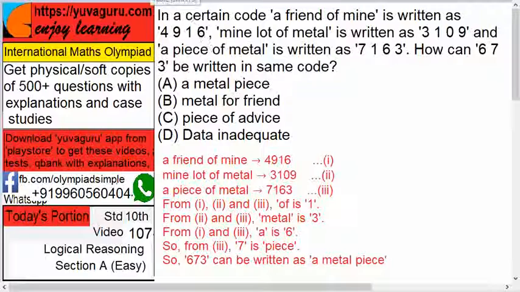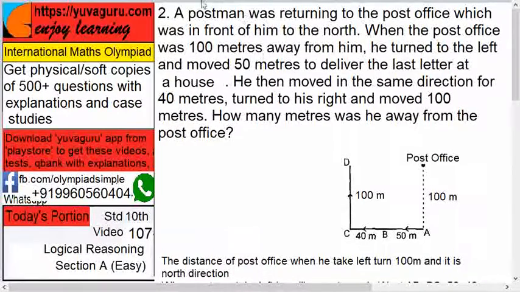Okay. Next, a postman was returning to the post office, which was in front of him to the north. When the post office was 100 meters away from him, he turned to the left and moved 50 meters to deliver his last letter at.